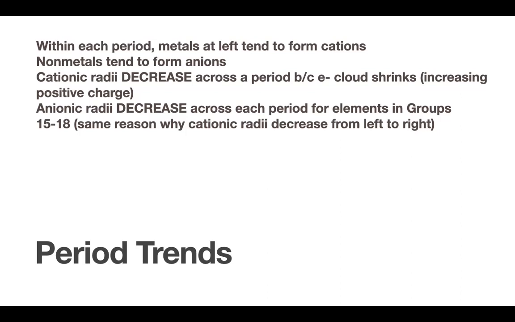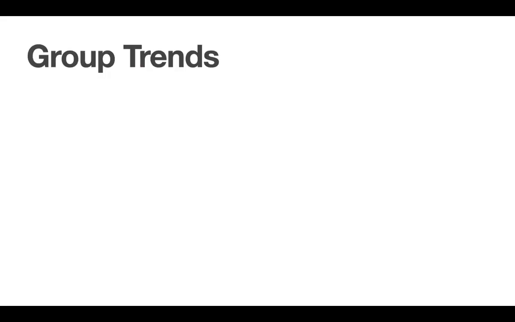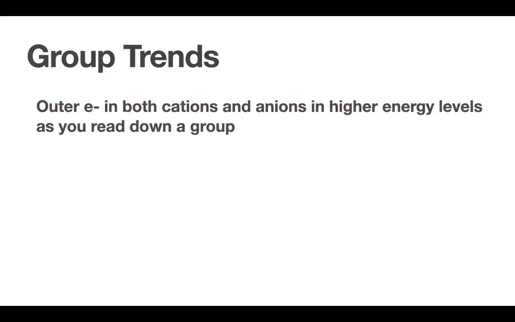You have increasing positive charge as you move from left to right, but the electrons are all still in the same energy level, so they're all the same distance away from the nucleus. So as you increase the positive charge in the nucleus, you're going to pull the electrons in closer, making it a smaller substance or thing. I don't know what classifier to use.